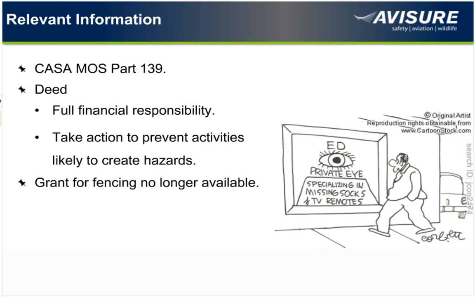Unfortunately, with the change of governments and things like that, the funding fell through. And so at that time, the aerodrome operator wasn't able to install the fence, but didn't document the ways in which they were still going to move forward with addressing this issue without that grant funding.